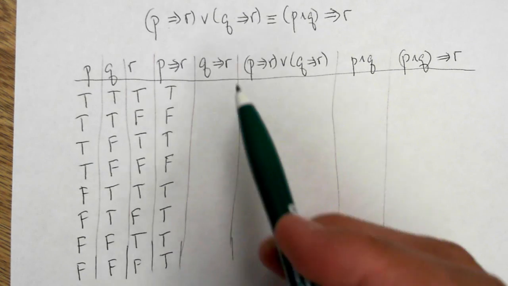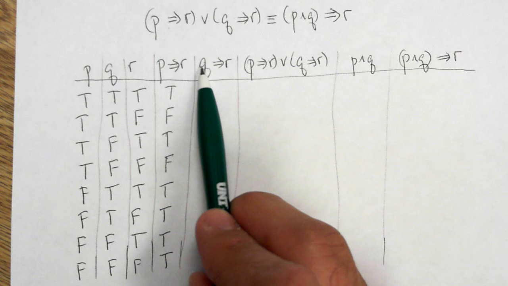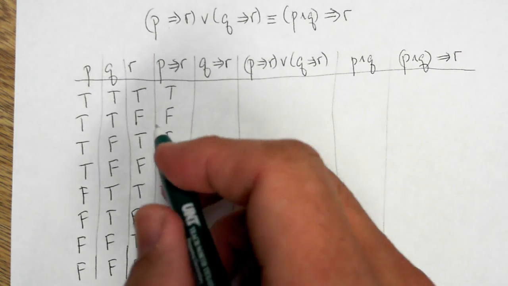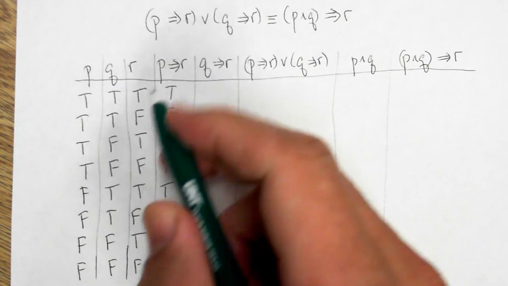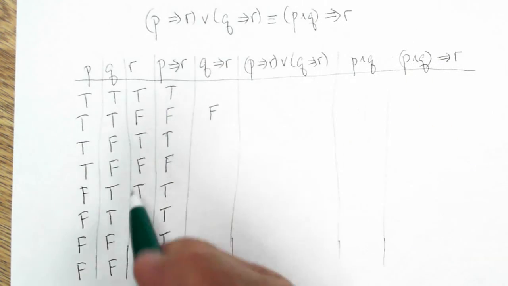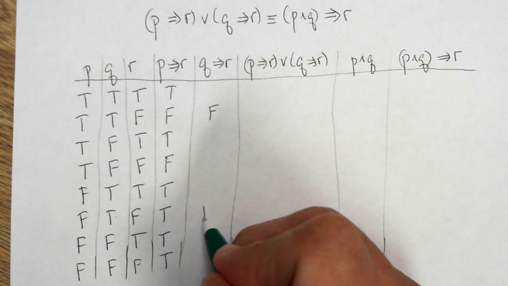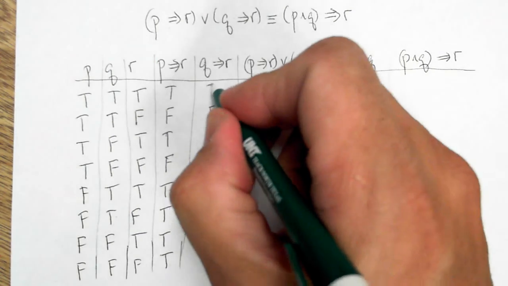Next column for Q implies R. Once again, if the hypothesis is true and the conclusion is false, then the implication is false, otherwise it's true. So true implies false I see here, so that's false. And then true implies false is also here, so that's false. All the others are true.